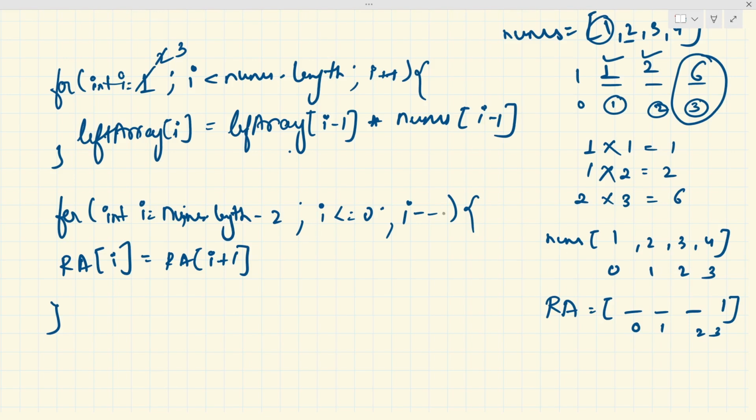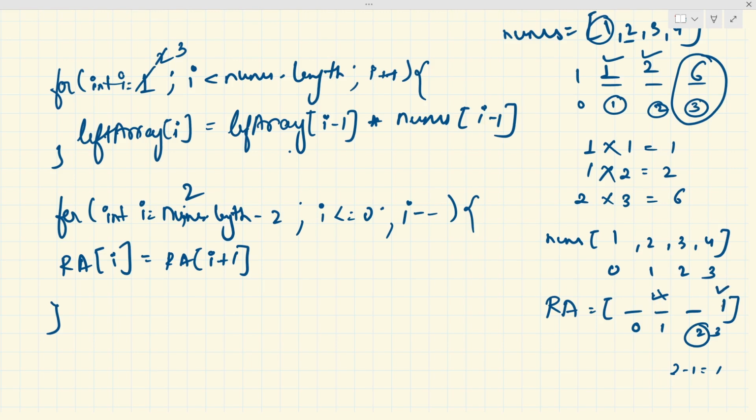Now nums.length means 4, minus 2. 4 minus 2 means the second position. We are right now here, so it means the second position. Second position i means we are finding the value of this. So right i means right second position. So i plus 1. Why write i plus 1? If I write i minus 1, it becomes 2 minus 1, which is 1. So I am coming to this position, but here you can see that I have nothing.